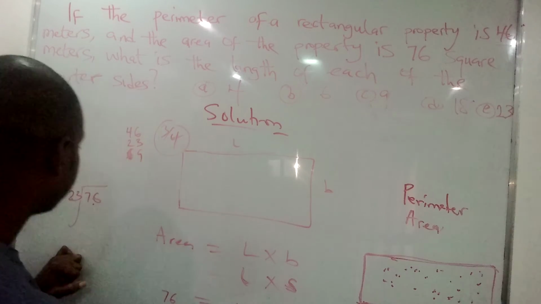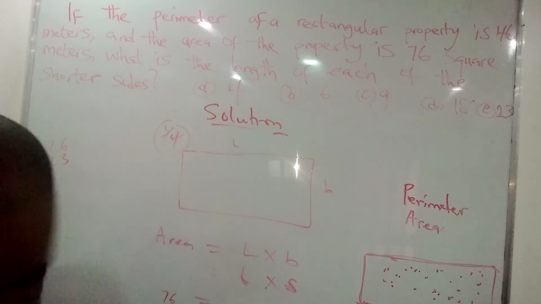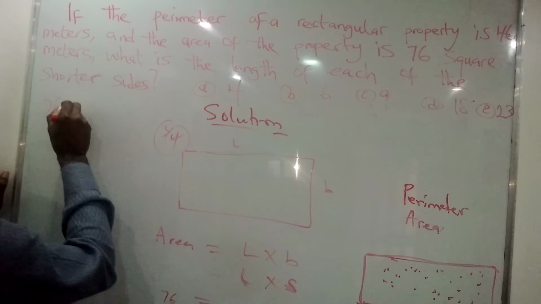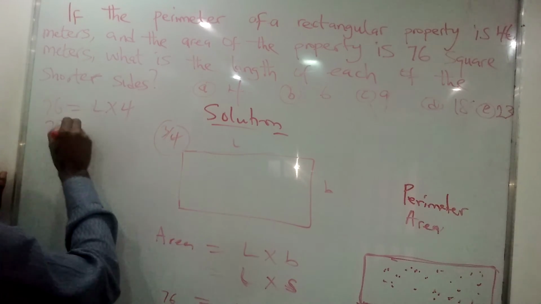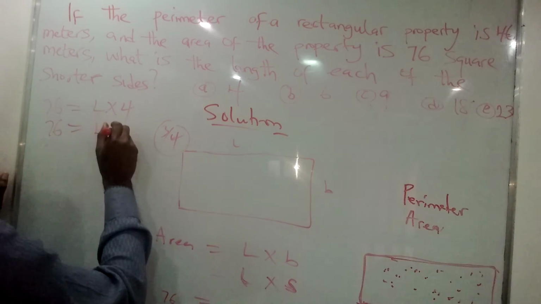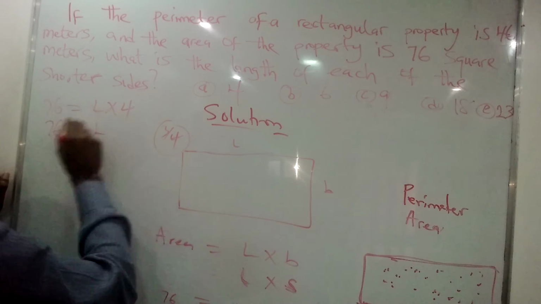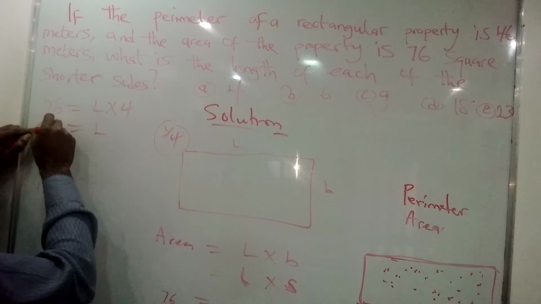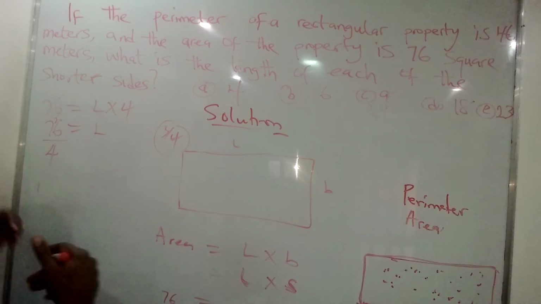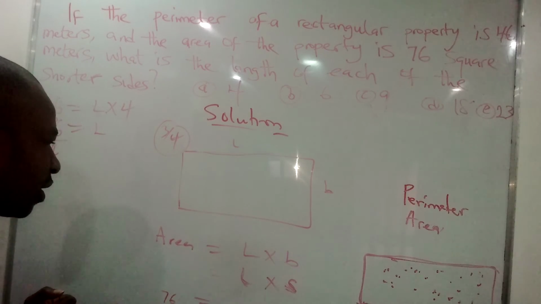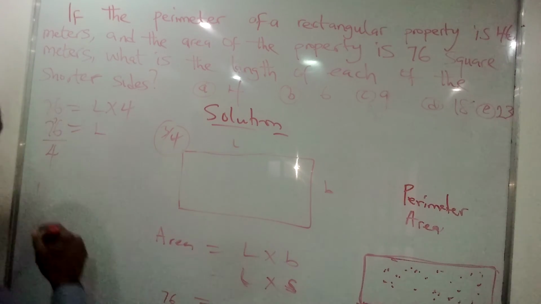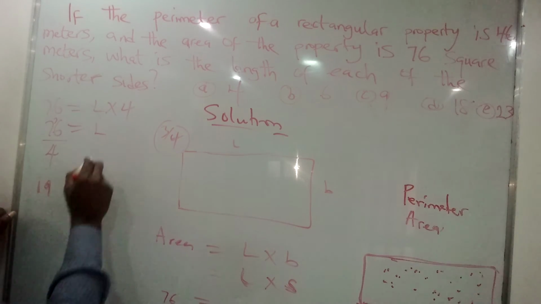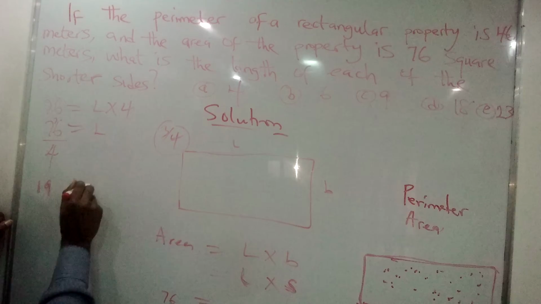Now let's go ahead and look at 4. 4 would definitely be the right answer for this, because 76 equals length times 4. Now we divide by 4. How many times does 4 go into 76? 76 divided by 4, we can see 9 in 36, so we have the length equals 19.